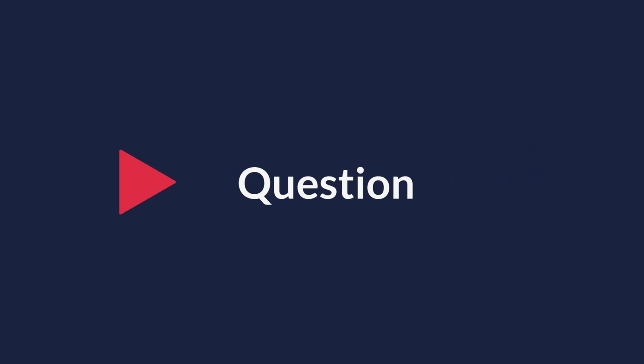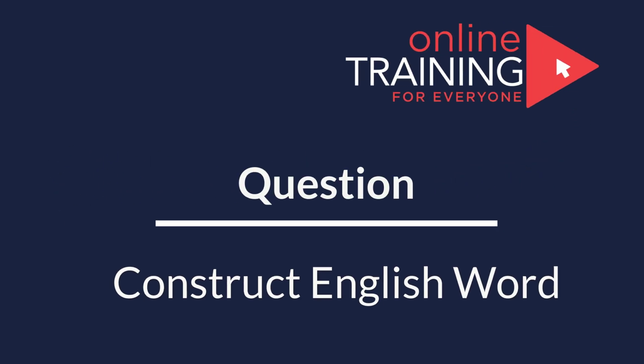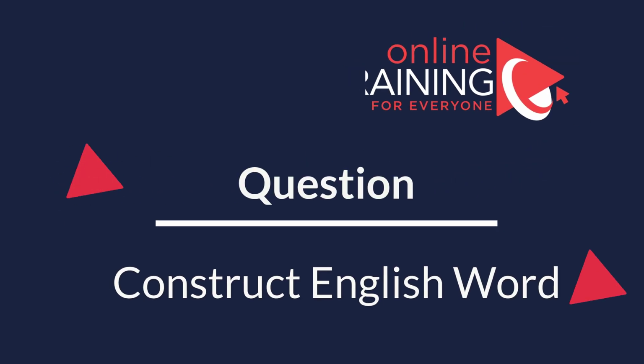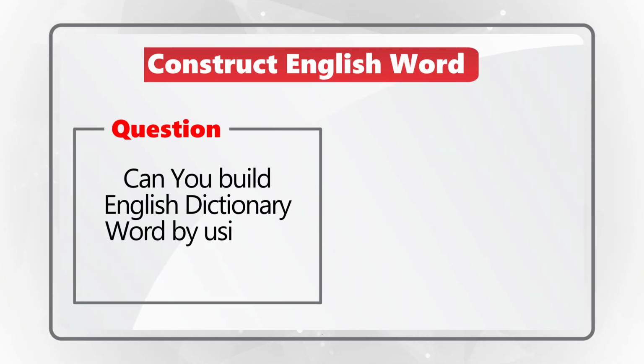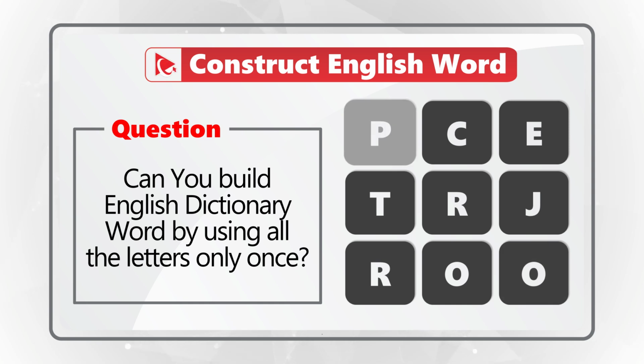Here's an exceptional question to test your knowledge of English. You need to build an English alphabet word, and you're presented with 9 different letters. The letters are P, C, E, T, R, J, R, O, O.